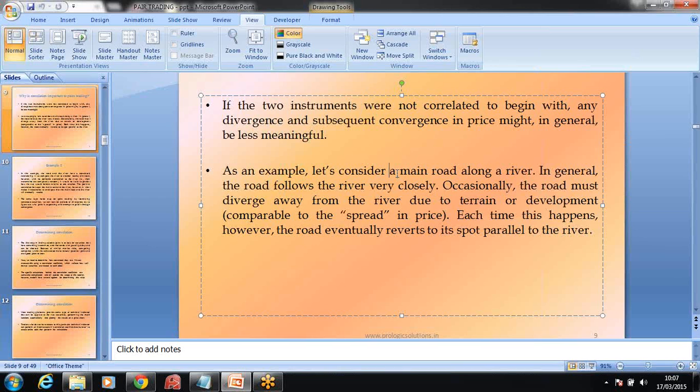Let's say a main road along a river. In general, the road follows the river very closely, and occasionally the road must diverge away from the river due to terrain or development. Let's say there is a bridge or something like that. That is the spread, that is the difference you have. And each time this happens, the road eventually comes back parallel to the river itself.